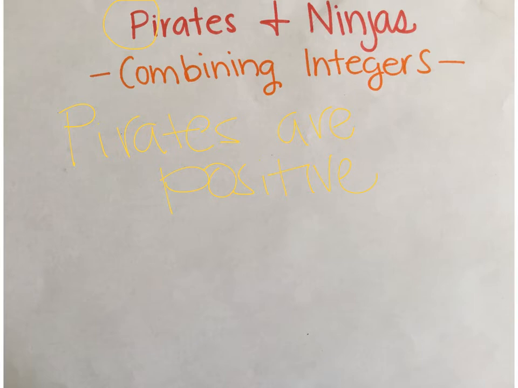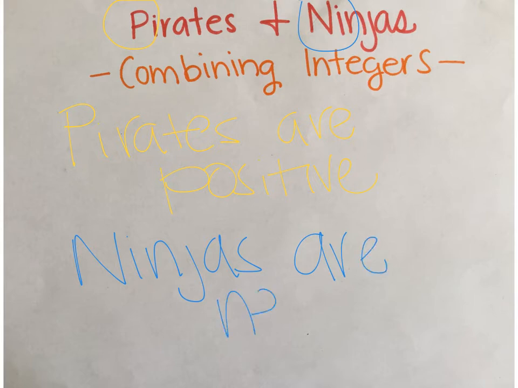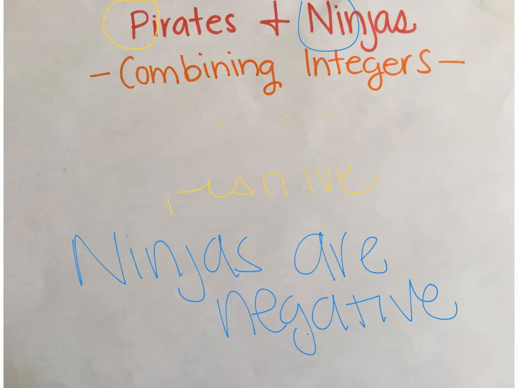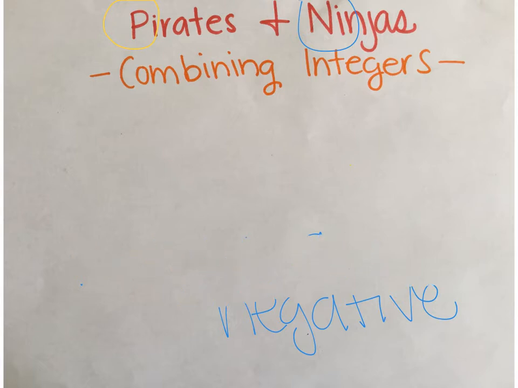If our pirates are our positive numbers, that means when we look at our ninjas, remember we have an N, our ninjas are going to be negative. Our ninjas are going to be negative. All right? Let's go ahead and erase. So, our positive pirates and our negative ninjas are going to fight each other.